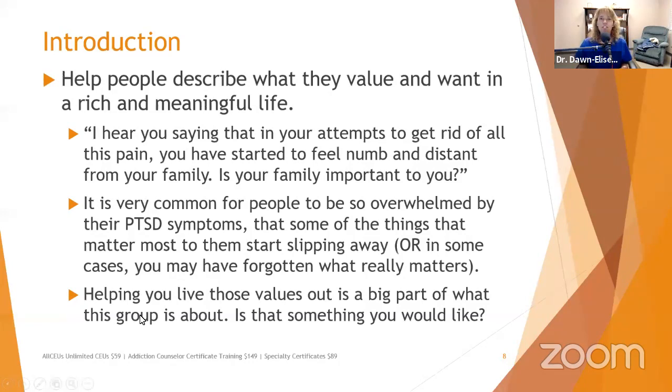So the first thing we want to do is help people describe what they value and what they want in a rich and meaningful life. And we'll get to diffusion in a few minutes. When people come in, you can say something like, I hear you saying that in your attempts to get rid of all this pain, you've started to feel numb and distant from your family. Is your family something that's important to you? Obviously, if they haven't already said that, because that would be redundant.